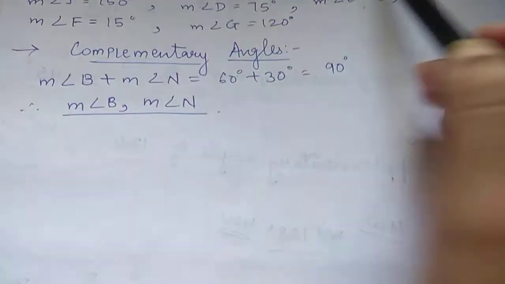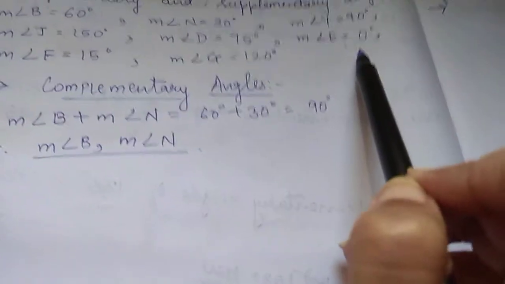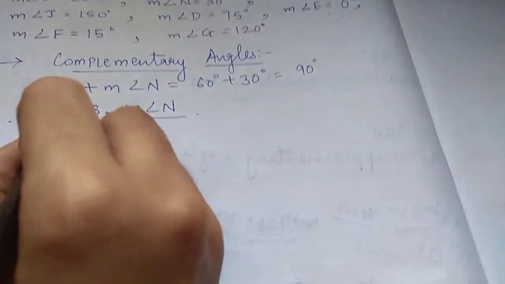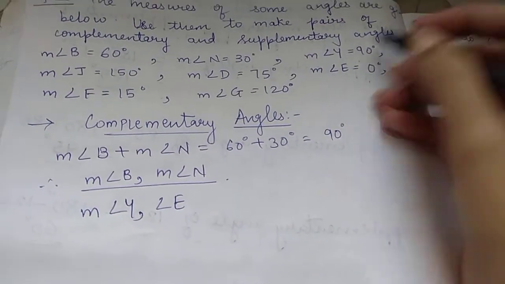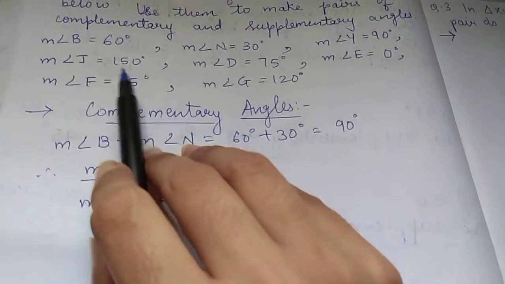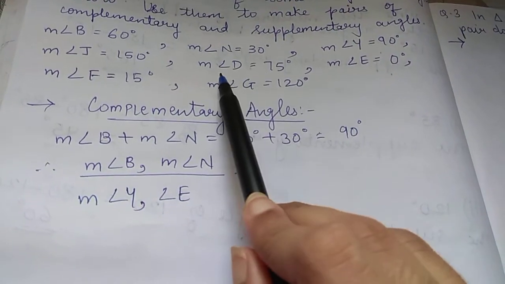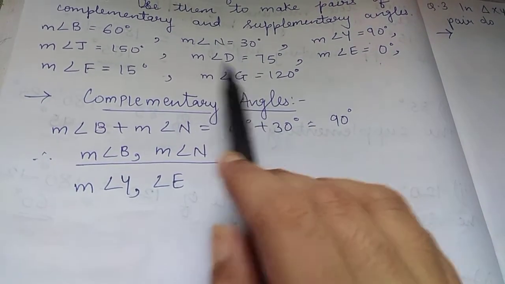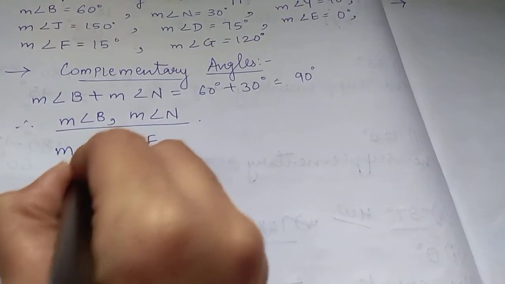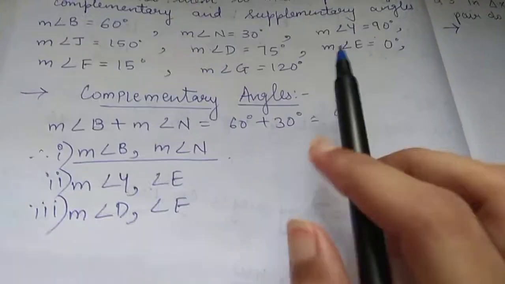Then next, now 30 and 60 is also done. Now 90, so 90 plus 0, another. So directly we can write measure of angle Y and measure of angle E, because one is 90, one is 0. Next, 150 won't count for complementary because the addition should be 90 degrees. Angle D is 75, so 75 plus 15 is 90. So our next pair is angle D and angle F. Now this is our first, second, third pair we found.